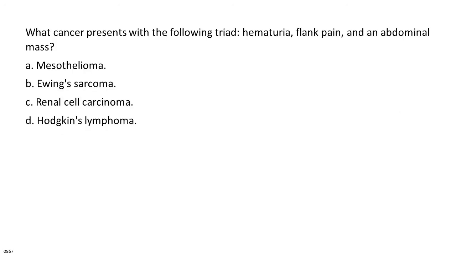What cancer presents with the following triad: hematuria, flank pain, and an abdominal mass? A. Mesothelioma. B. Ewing's sarcoma. C. Renal cell carcinoma. D. Hodgkin's lymphoma.